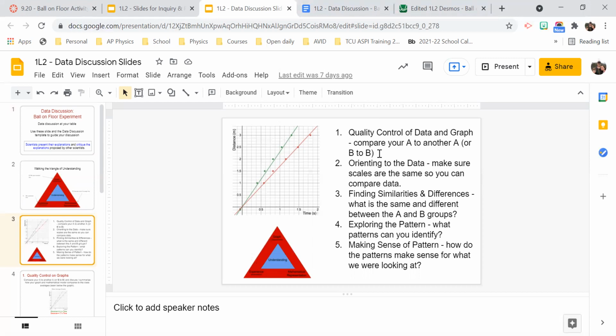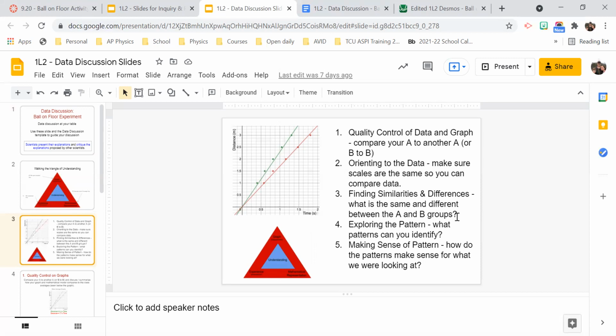Your A to another A. Again, make sure that you are both online, like from the Desmos video, or both in person. In person wouldn't really work though. So if you did online, you can compare A and B and B. And then we're going to orient the data, making sure the scales are the same so that you can compare the data. Doesn't really work if you've got 0.5, 1, 1.5, and 2, and the other person has 2, 4, 6, 8. It's going to look a bit different.